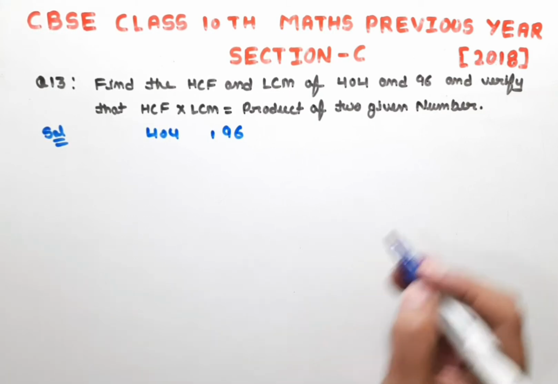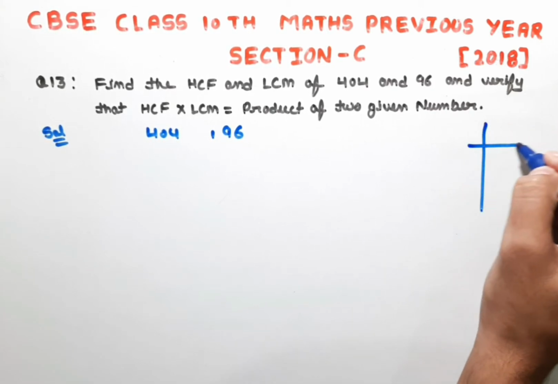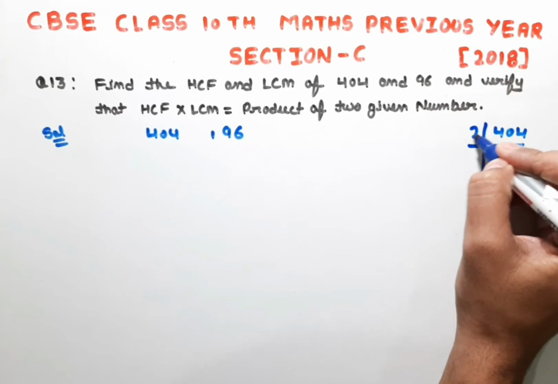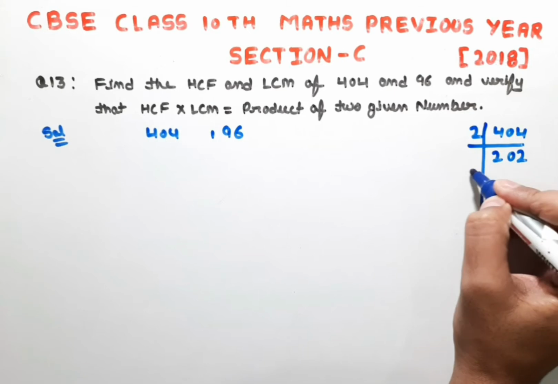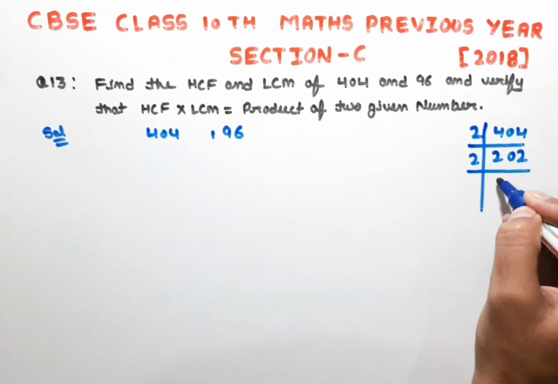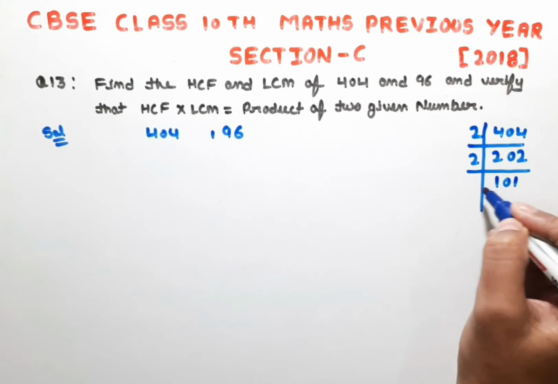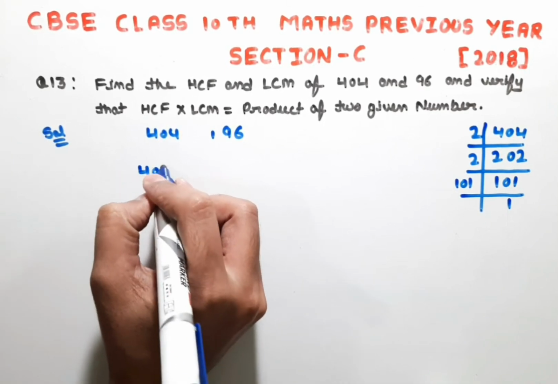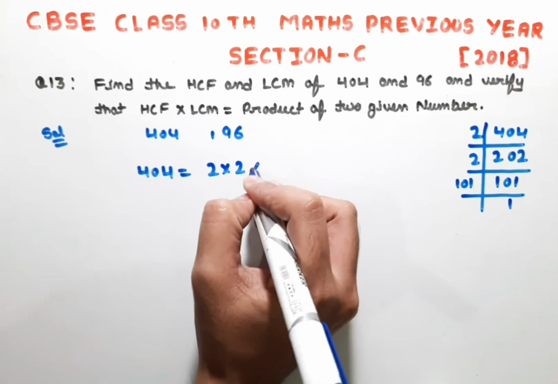So, firstly we will factorize 404 and 96. 2 times this will be equal to 202. Again 2 times 101. And 101 is a prime number, so 101 times 1. So the prime factorization of 404 will be 2 into 2 into 101.